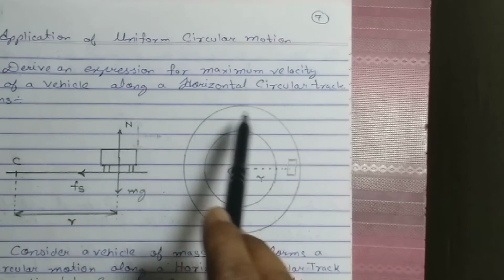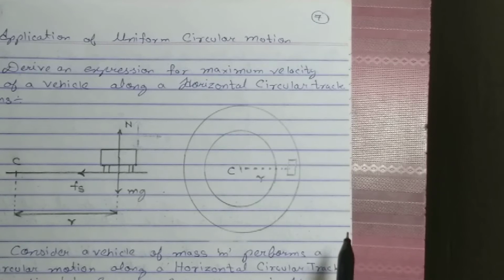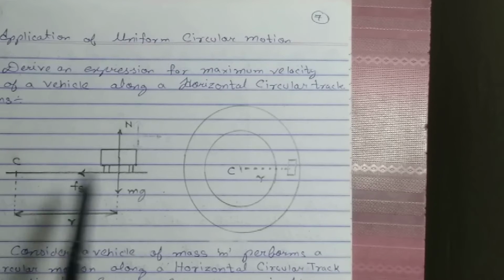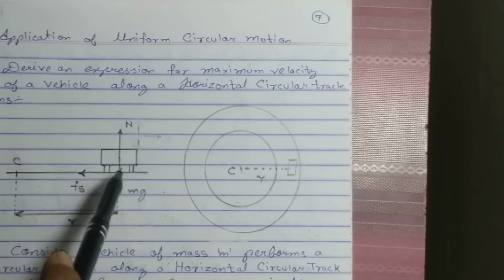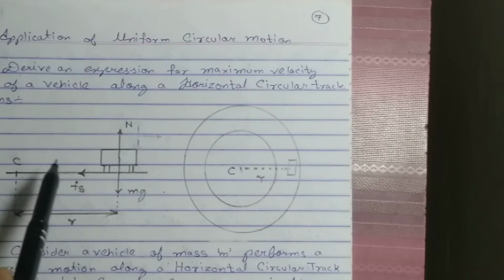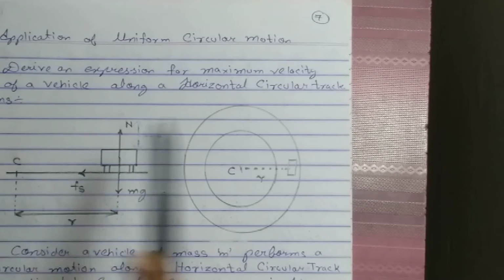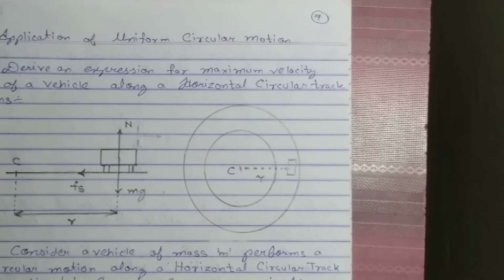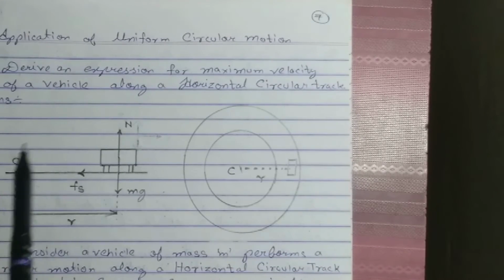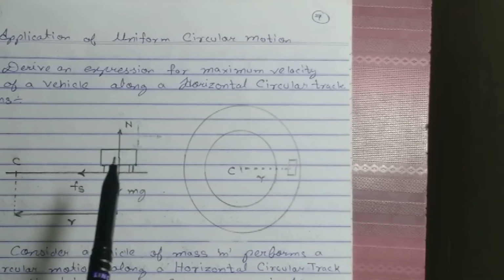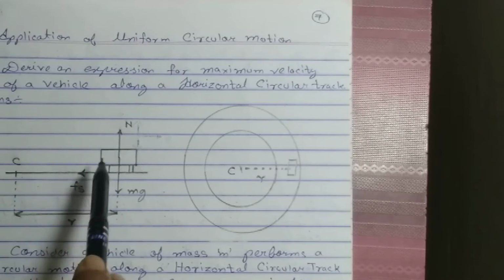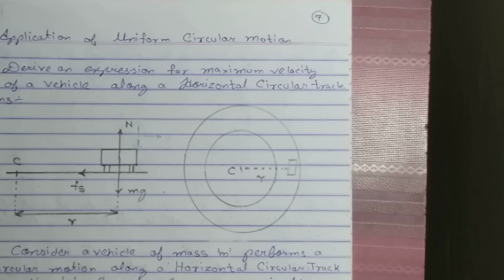When the car is moving along the circular track, one more force is acting along the horizontal direction, towards the center. That force is called friction, and this friction force is very necessary to avoid outward slipping and skidding of the vehicle. If this friction weren't there, the car would slide. Indirectly, friction helps us to move a vehicle along the circular track.